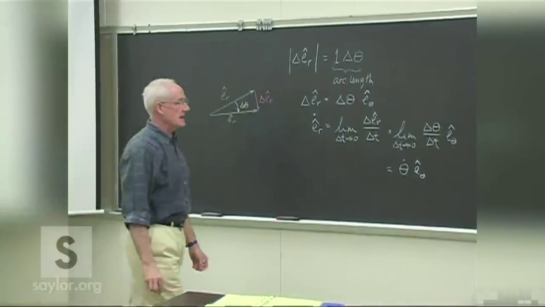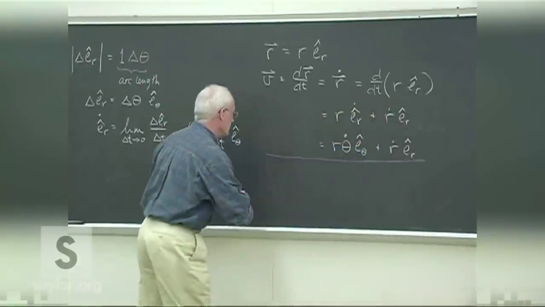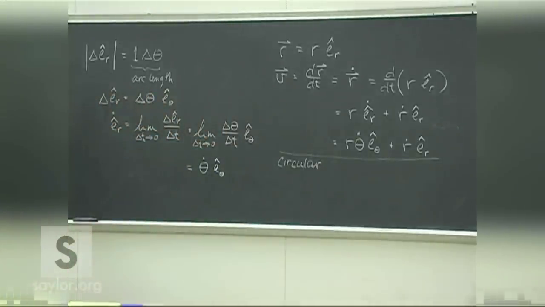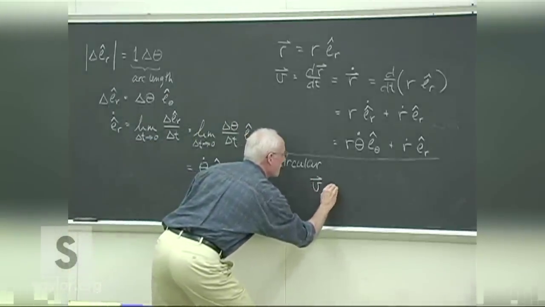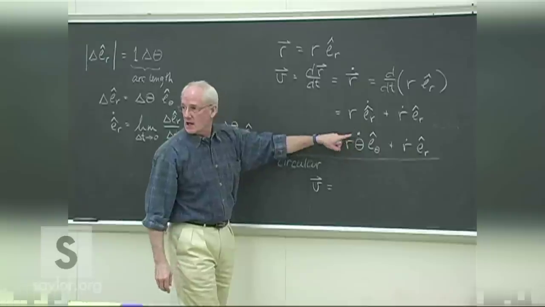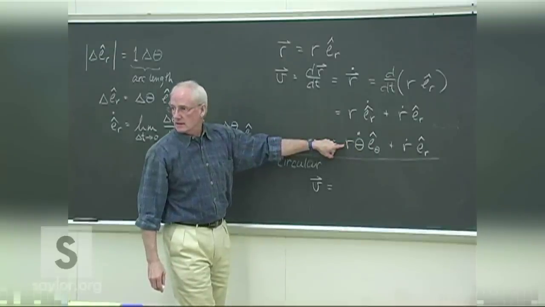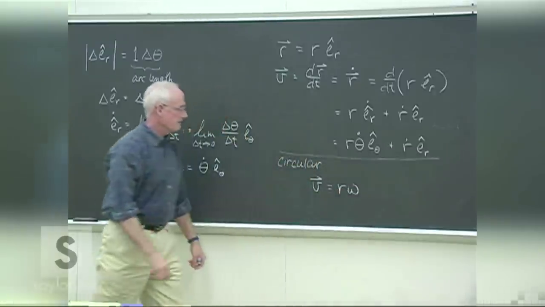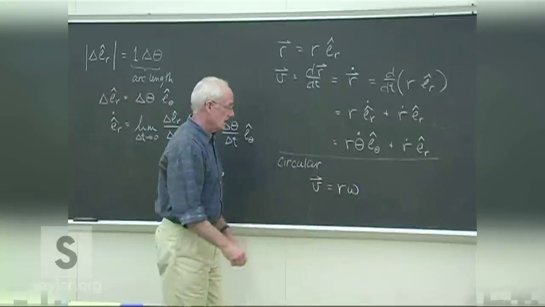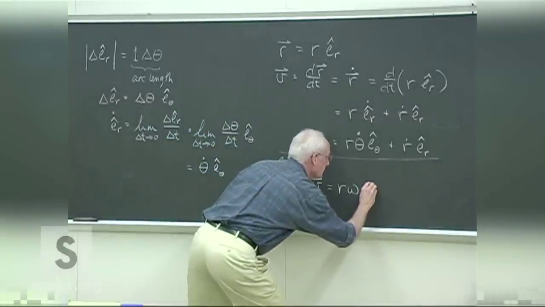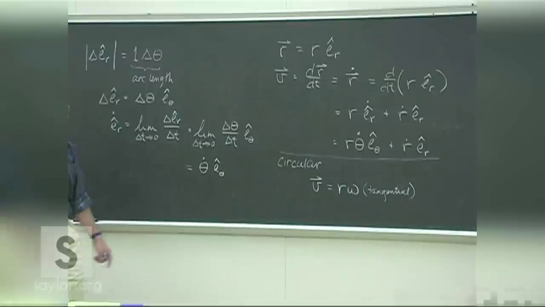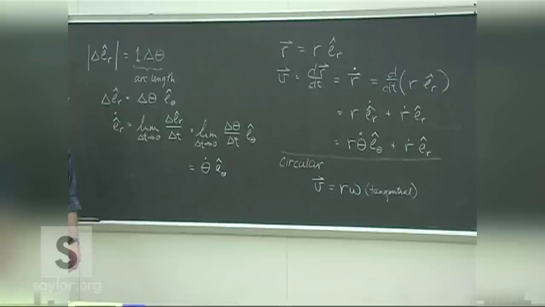Let's see if this makes any sense by comparing it to the type of thing when we looked at circular motion back in Physics 1. In circular motion, in Physics 1 we probably wouldn't use theta dot. What do we use for angular velocity? Omega. So this would be r omega. And if it's circular, then the theta direction is the tangential component. So we can just write down that as its direction. You remember that v equals r omega from circular motion when we were looking at that in Physics 1.